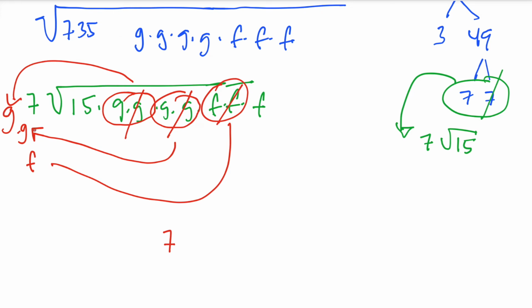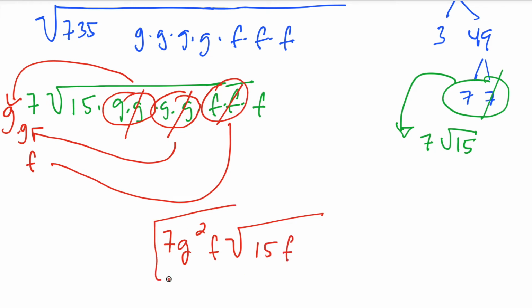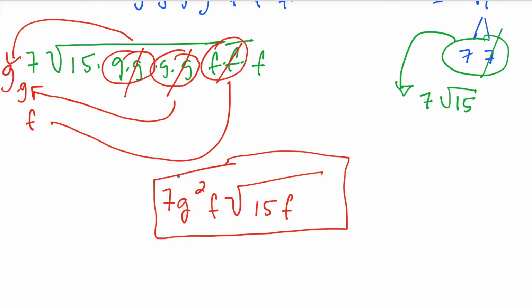And then what's g times g? G squared. And then you have your f. Then you have your root. And the loners, which is 15f, stay inside the root. That's not the most direct way of doing it, but it works. So let's go back to what we should have had: 7 root 15, and then we have g to the 4th and f cubed.